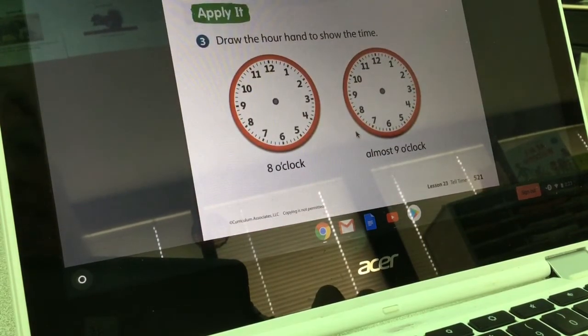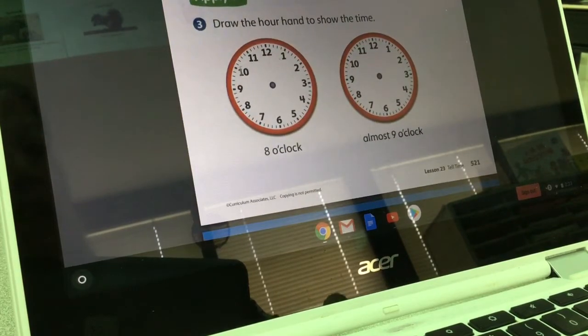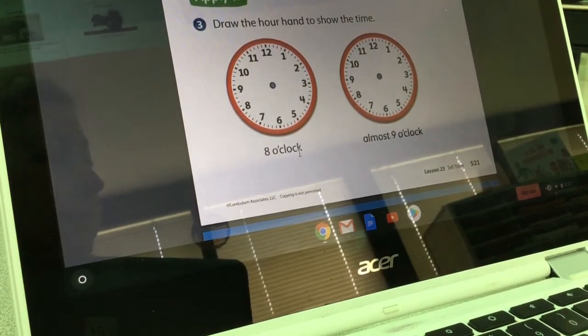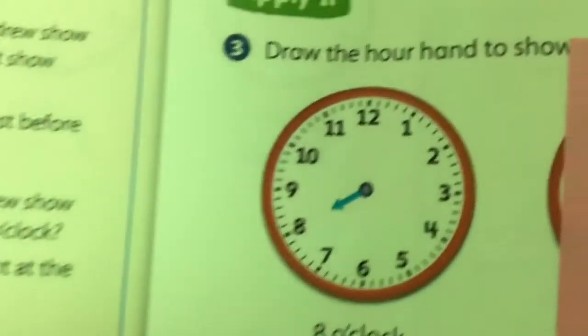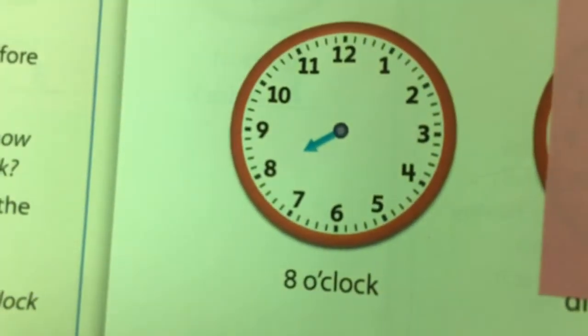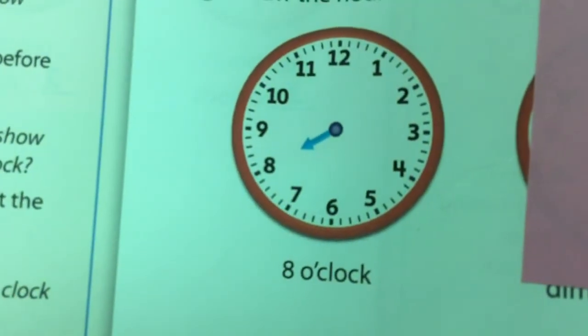Okay, let's look at apply it. Draw the hour hand to show the time. Again, we're just focusing on the hour hand in this lesson. So please draw the hour hand to show 8 o'clock. Draw your hour hand only to show 8 o'clock. When I hear o'clock, that makes me think, it's right on the exact hour. So my hour hand should be pointing exactly to the 8 like we see here. Check yours, make sure yours looks like that, please.